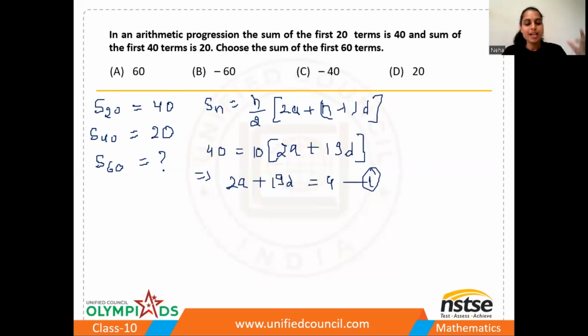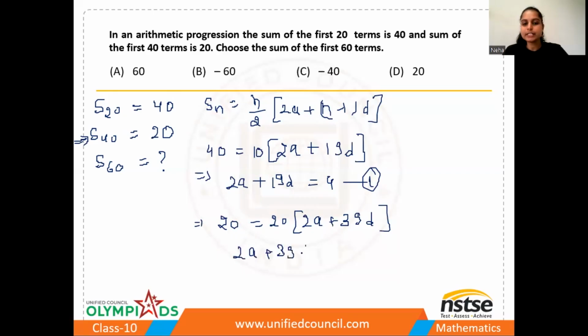Very well. Now I can again do the same thing with the S40. 20 is equal to, so here the value is equal to 20 and the value of n is equal to 40. Right? So 40 divided by 2, it is 20. And 2a plus n minus 1, that means 40 minus 1, which is 39. Perfect. This is also done. So now this equation is a more simpler one, right? Because in this we have twice of a plus 39d is equal to 1, right?